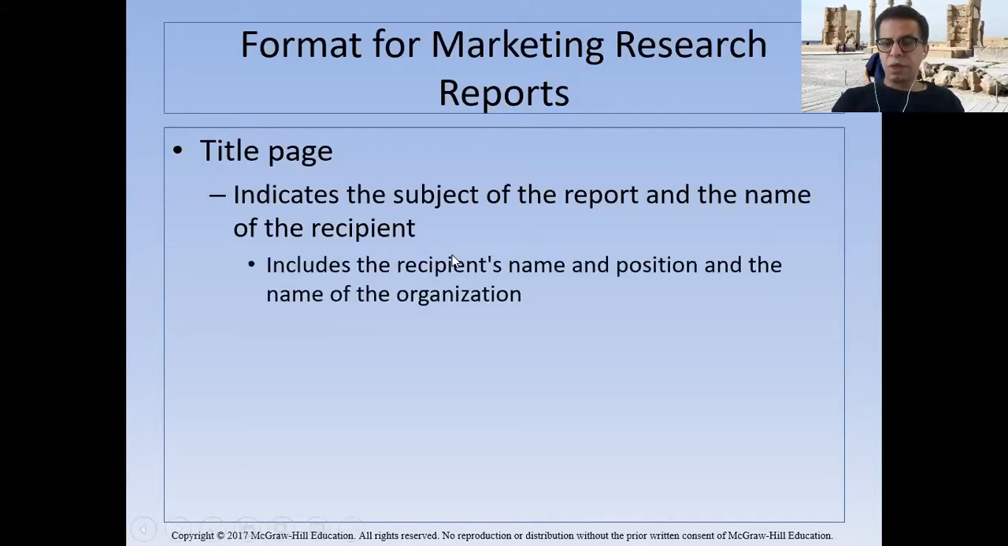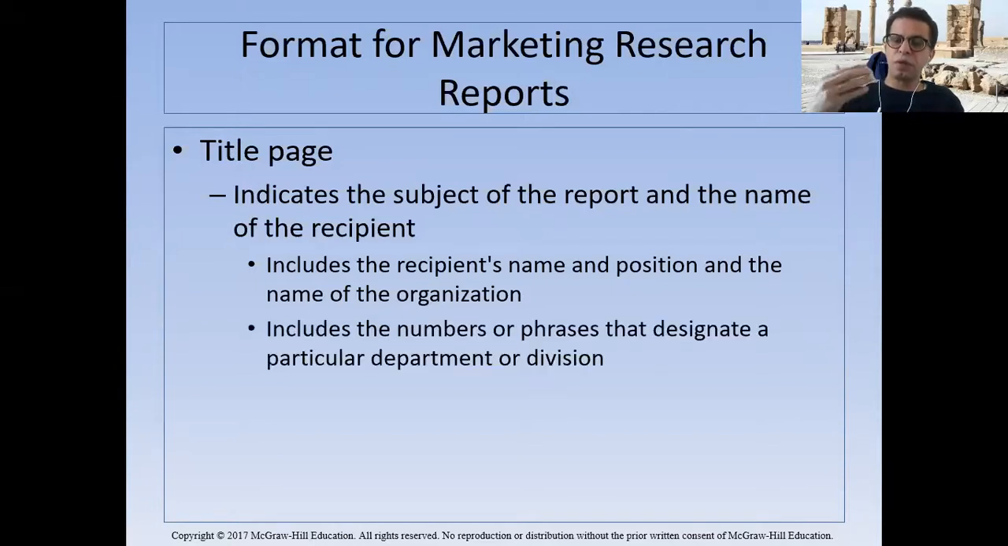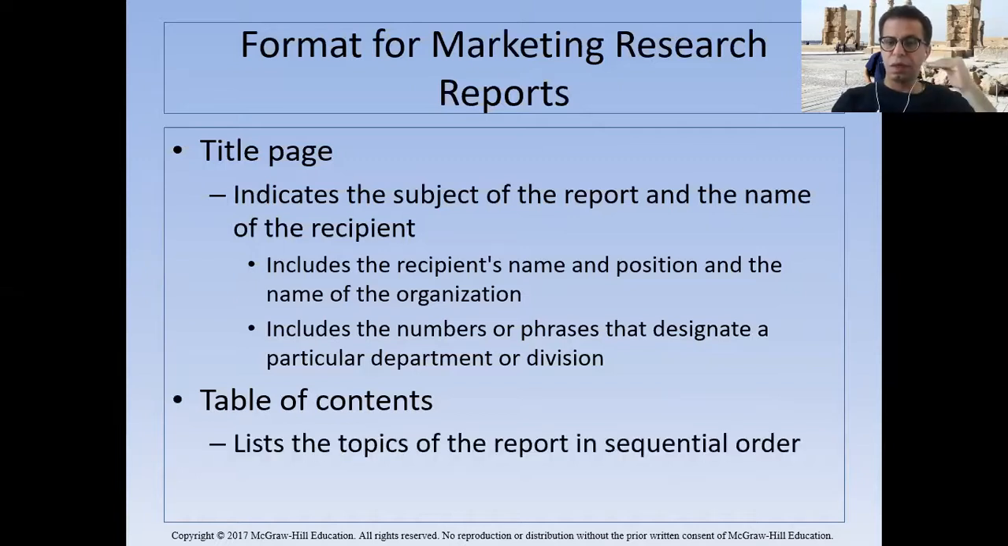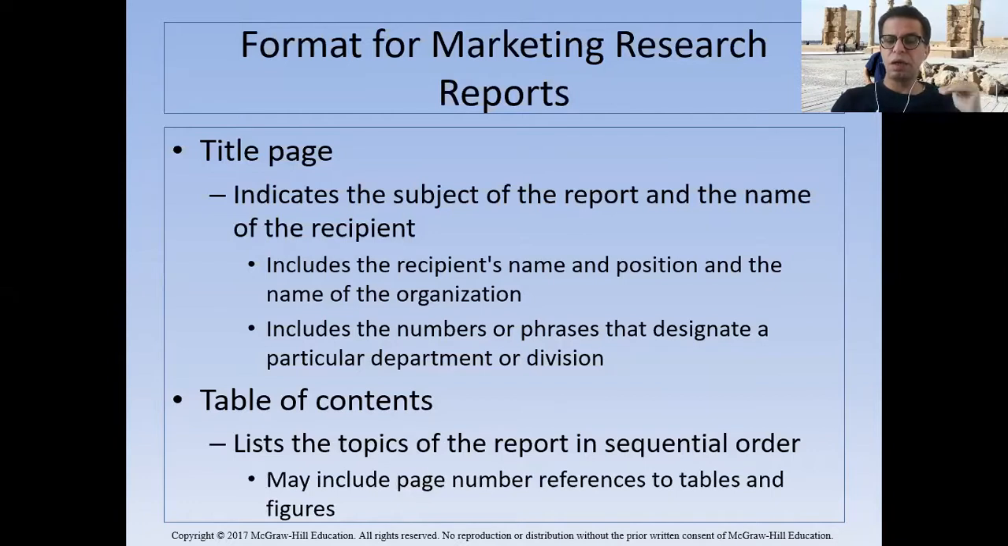Now, include the recipient's names and positions and the name of the organization. Include the numbers of phases designated to a particular department or division. Then you go with the table of contents, the list of the topics of the report in sequential order. So you need to have a table of contents, and this is why you're doing group work that should be done in this way. It may include the page numbers and a full research reference to the tables and figures.